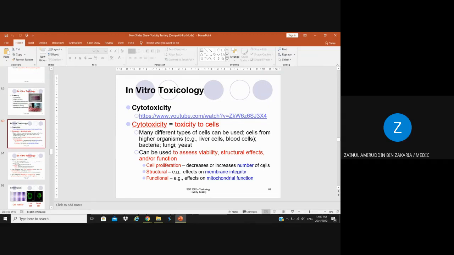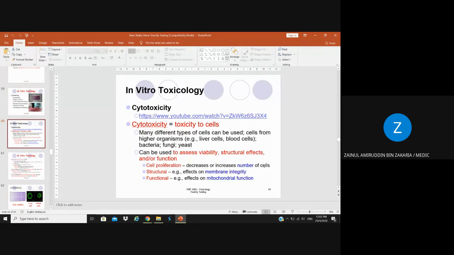Okay, if it can increase the number of normal cell, it is good for your body, right? For pharmacologically, it's a good extract or substance. If it can increase the number of cancer cell, then it is not good to be consumed. Right.